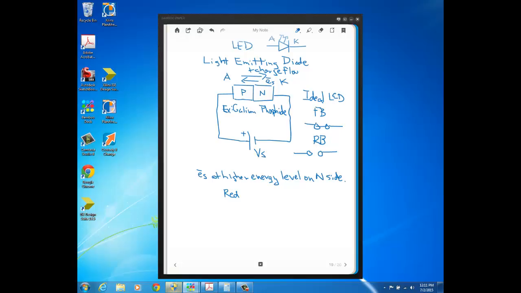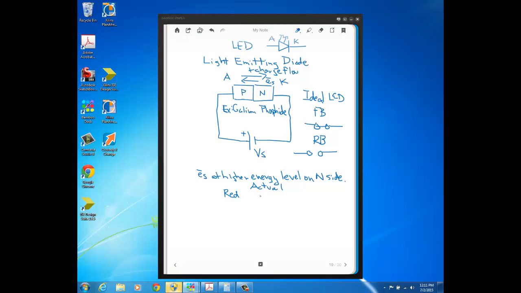So analysis wise, there's no difference in how you analyze an ideal LED and an ideal regular diode. But what's a little bit different is the actual case, which is what I started to write down here: the amount of voltage that's dropped across a forward bias LED. You're going to have more voltage dropped across an LED than across a diode that doesn't have the ability to give off light.